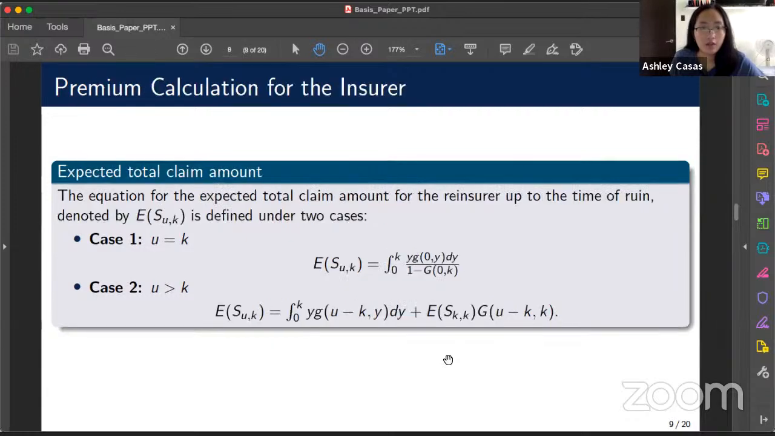And next, we have here more formulae which will help us compute for the reinsurance premium. So E of S sub UK is the equation for the expected total claim amount for the reinsurer up to the time of ruin, and it is also defined under the same two cases that was previously mentioned. And the formulas are also seen on the screen.